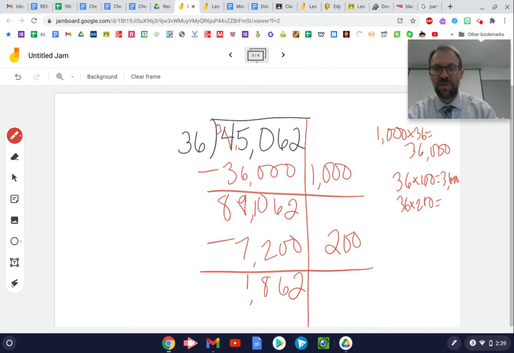8 and 1, 1,862. Okay, I'm writing pretty big. I feel like I'm going to run out of space here. Yikes. So, we need more. Another partial quotient.